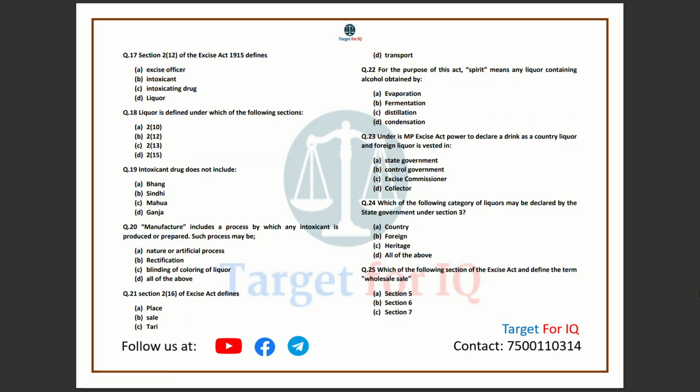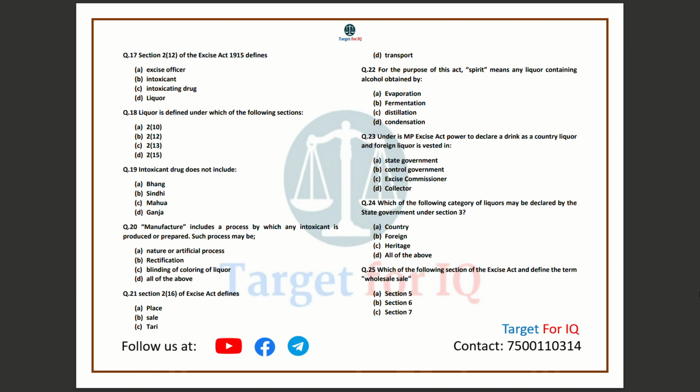Question number 17. Section 2 clause 12 of Excise Act 1915 defines option A, excise officer, option B, intoxicant, option C, intoxicating drug, and option D is liquor. The correct answer to question number 17 is option C, that is intoxicating drug.